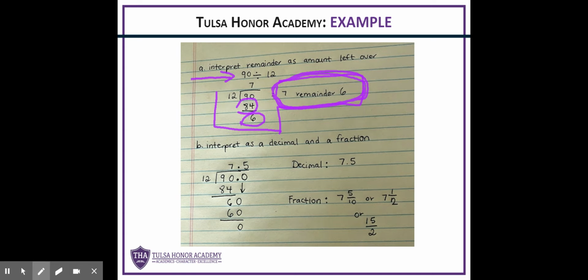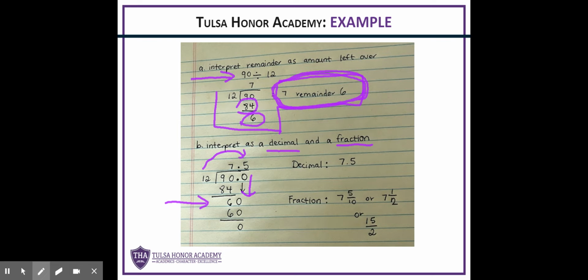Say I ask you to interpret it as a decimal and a fraction. If we kept going with this division problem, we stopped in the other problem when we had a remainder of 6. We're going to bring down a 0, just like I did here, and then we're going to figure out how many times 12 goes into 60, and then we'll put that up here.